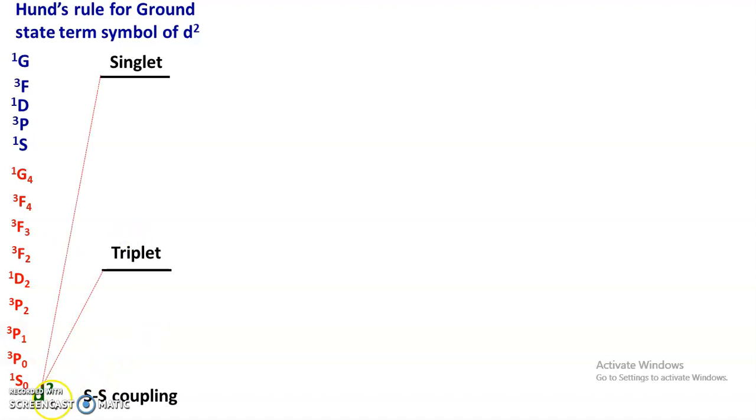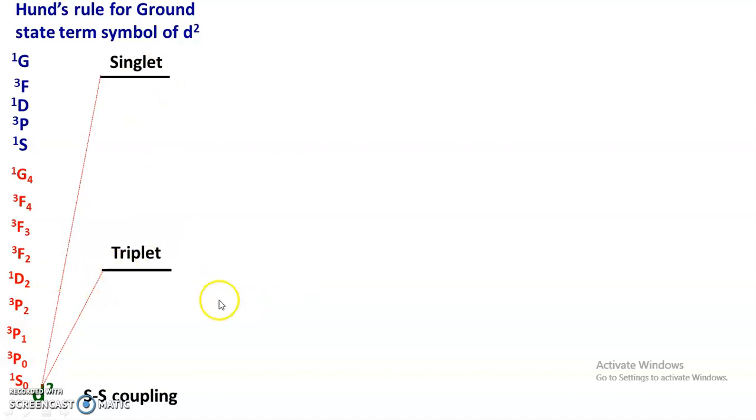Now for d2 configuration, two multiplicities are possible: triplet and singlet. You can see here 1, 3, 1, 3, 1. Some of the term symbols are classified in the triplet state and the remaining term symbols are classified under singlet. As per Hund's rule, triplet is more stable than singlet, and therefore triplet has lower energy and singlet will have a little bit higher energy.